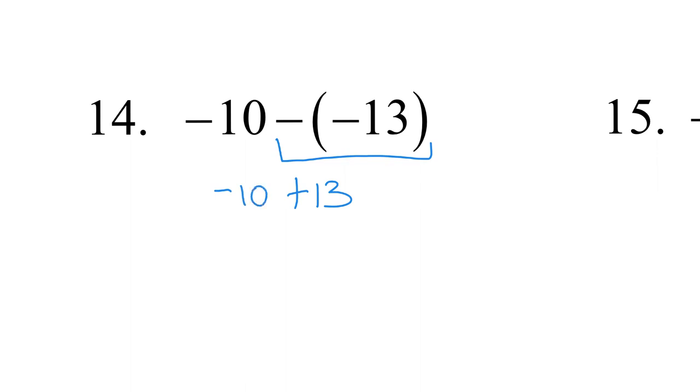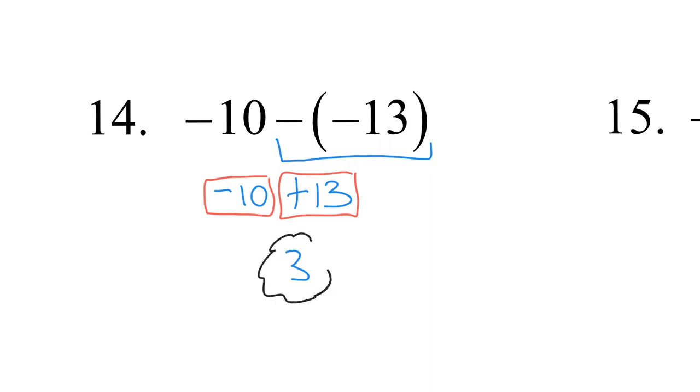So now you guys follow the rules. Let's go ahead and check the signs. We have a negative 10 and a positive 13. They have different signs, so you guys subtract the numbers and keep the sign of the biggest number. 13 minus 10 is 3, and the biggest number is 13, which is positive. So my answer is positive 3. Negative 10 plus 13 is positive 3.